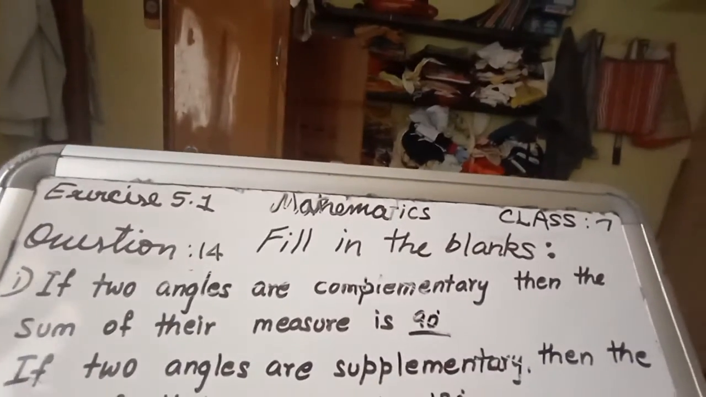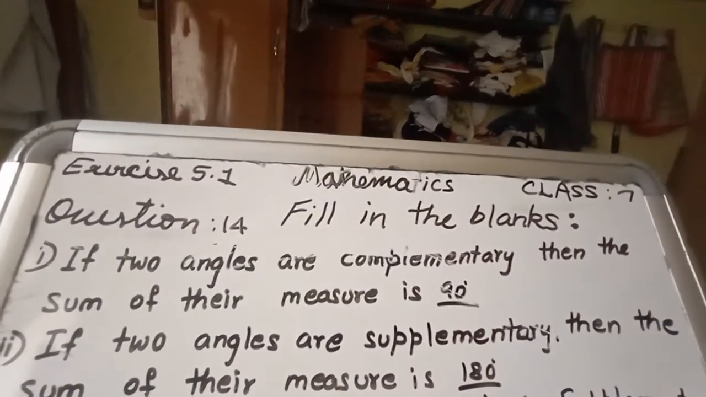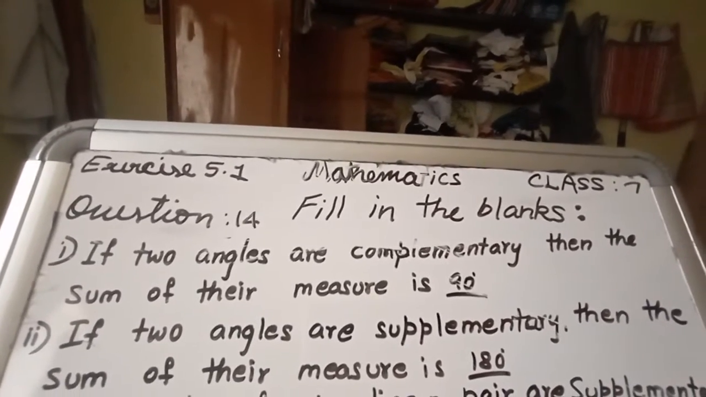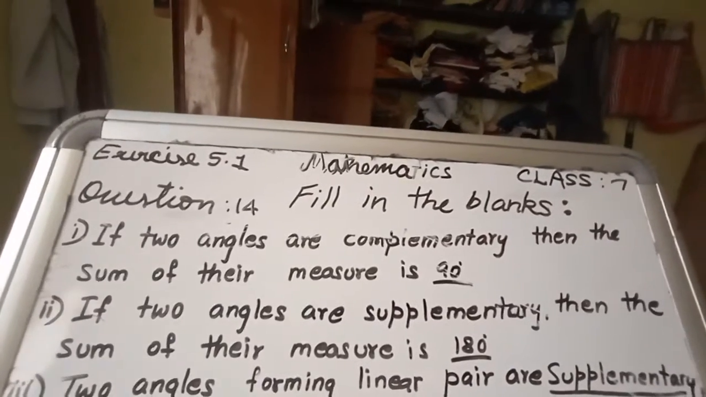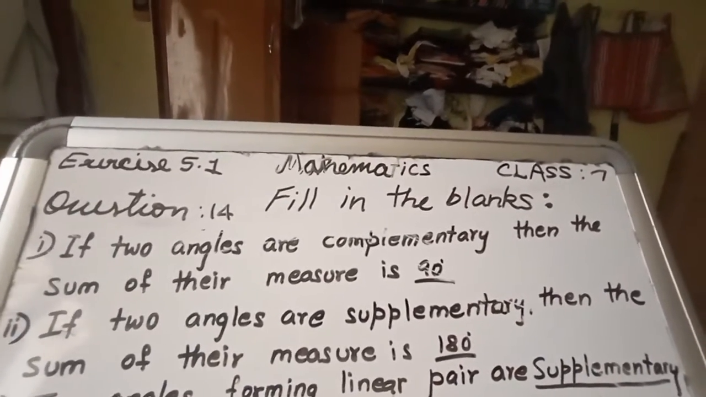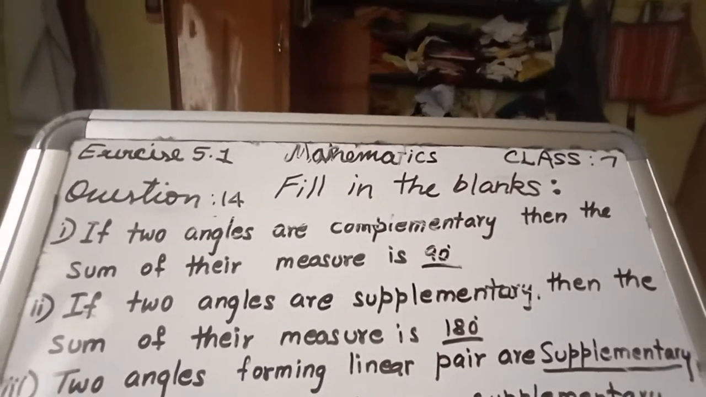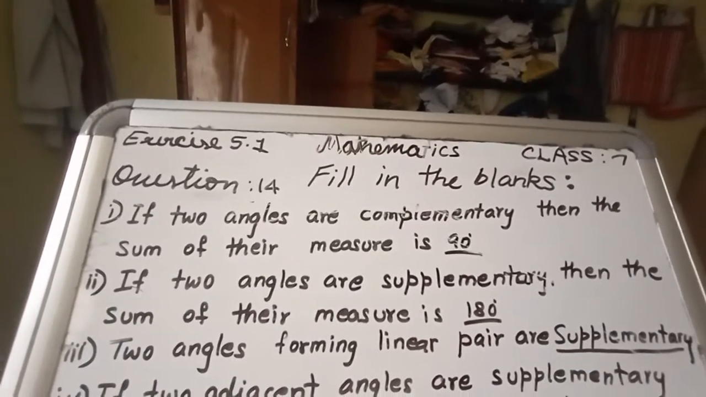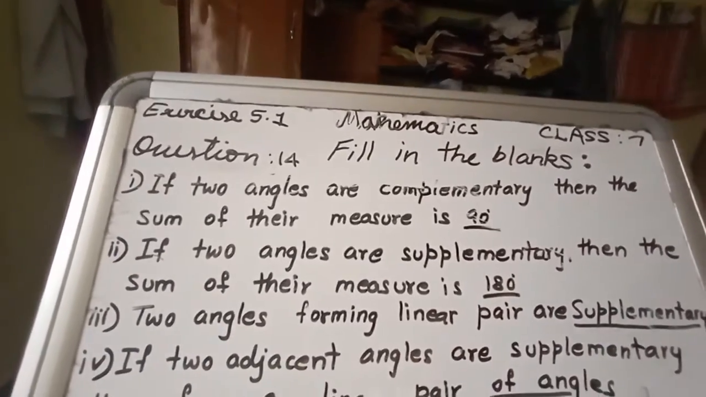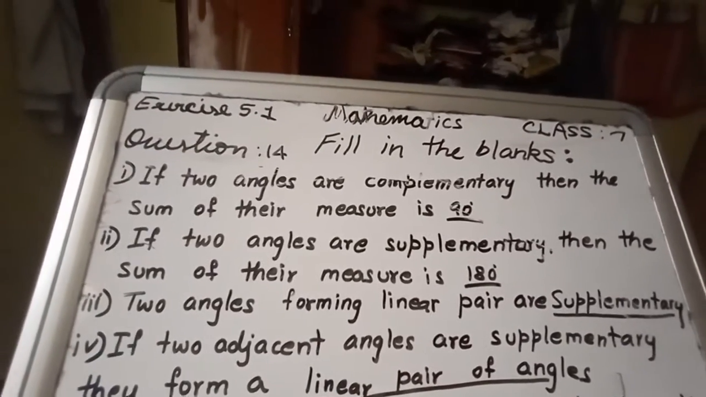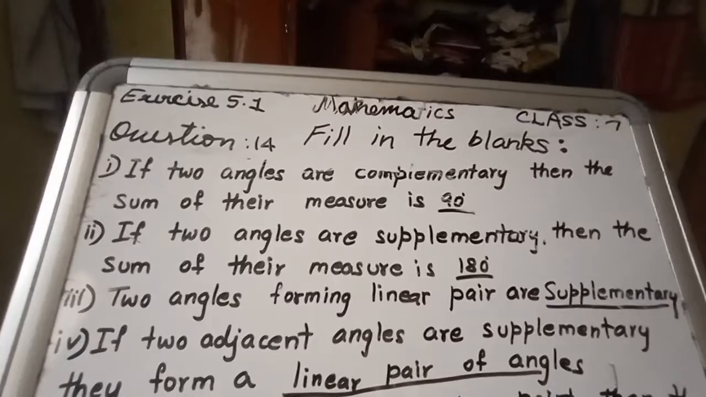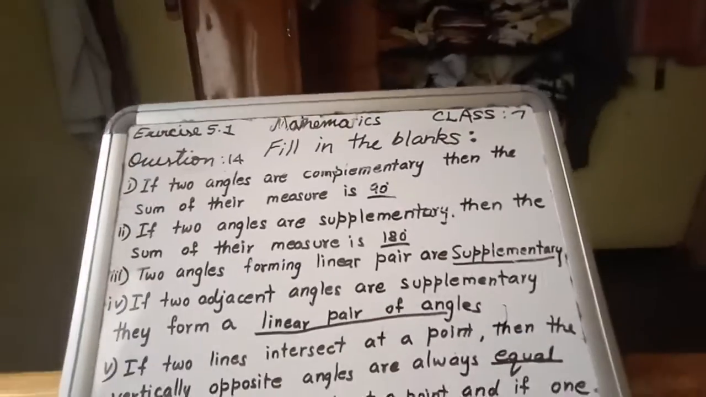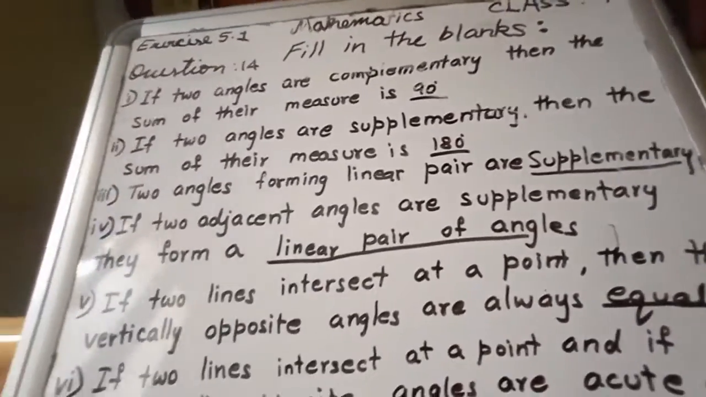If two angles are supplementary, then the sum of their measures is 180 degrees. You should understand the sentence, then it is easy to write the answer. Two angles forming a linear pair are supplementary. Linear means straight. Next, if two adjacent angles are supplementary, they form a linear pair of angles. Supplementary means straight, so it becomes a linear pair of angles.